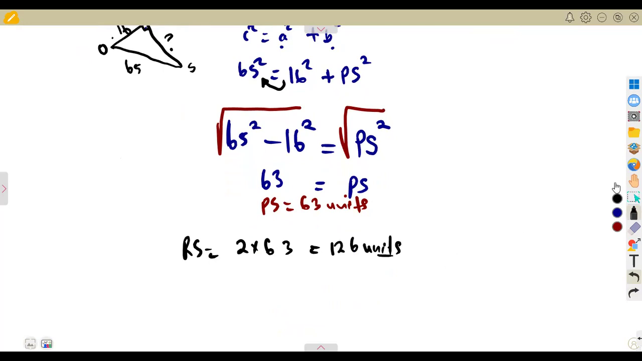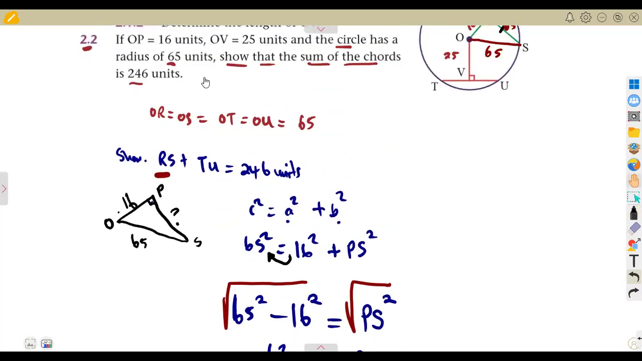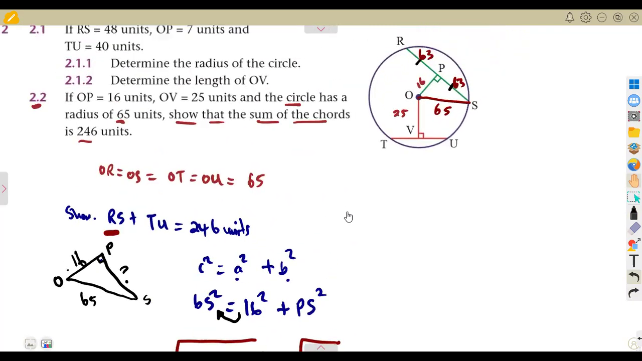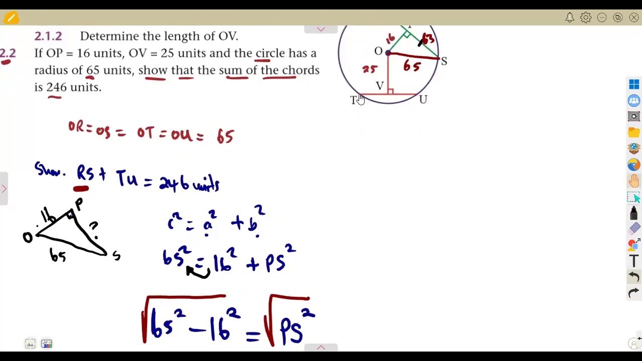That is RS. We are not done because we need the sum of the chords. Show that if you add the two chords, you must obtain 246. The first chord we calculated, RS. We need to calculate the chord TU, which is the second chord from T to U. Using the same concept, remember, this is 25 from O to V. And I said also OU is the radius, from O to U is the radius of the circle.